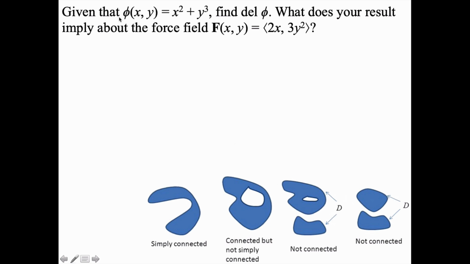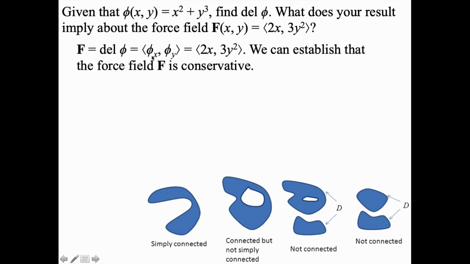If you look at the function phi of x, y equals x squared plus y cubed, let's find del phi. What does your result imply about the force field, 2x, 3y squared? Well, del phi, as you recall when you studied partial differentiation, del refers to the partial derivatives of phi with respect to x, partial derivative of phi with respect to y. So that's interesting that del phi, this vector, which is partial with respect to x, partial with respect to y, is the exact same thing we were using before as our vector field.